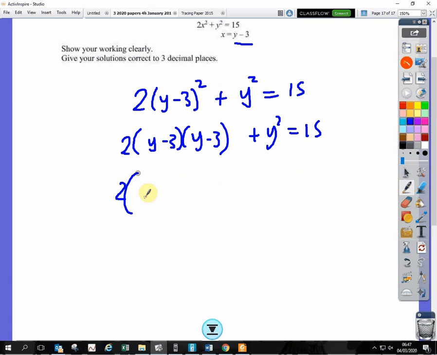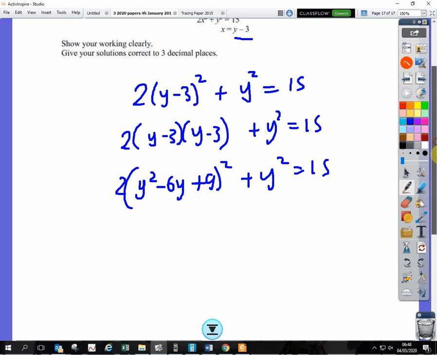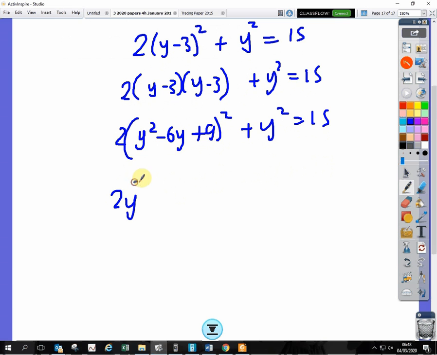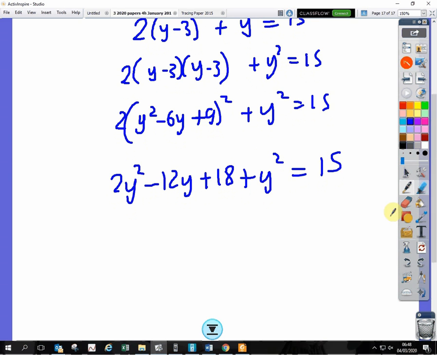So we have 2 times, and when you tidy this up, you get y squared minus 3y minus 3y plus 9. So that's y squared minus 6y plus 9, plus y squared equals 15. Times this bracket by 2, so you get 2y squared minus 12y plus 18 plus y squared equals 15. And it's supposed to equal 0, so we'll shift it all to one side and tidy up. When we do that, we get 3y squared minus 12y plus 3 equals 0.